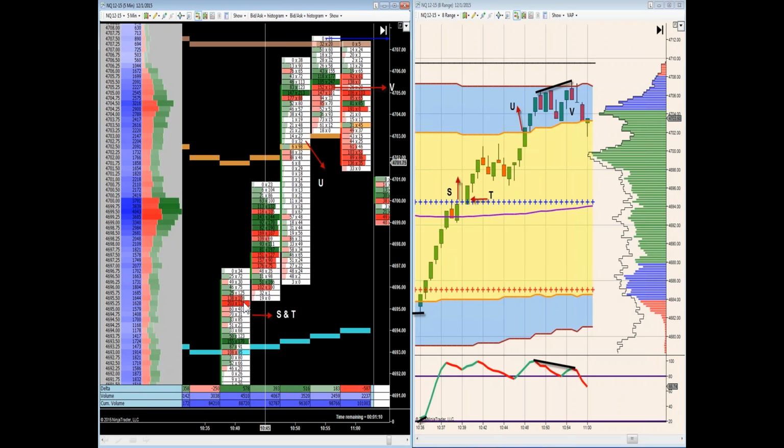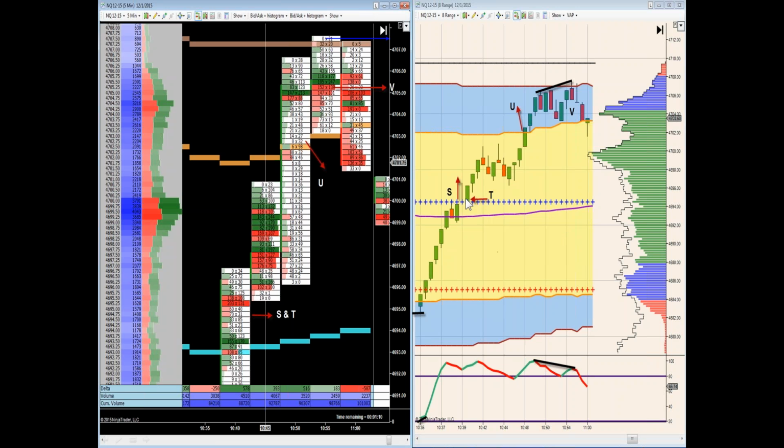And granted, like I said, this is static, so it's easy to see after the fact, but while it's forming, and I'm going to hit the market replay here in just a second so I can show you that before we run out of time. But I would be looking to get in above that.